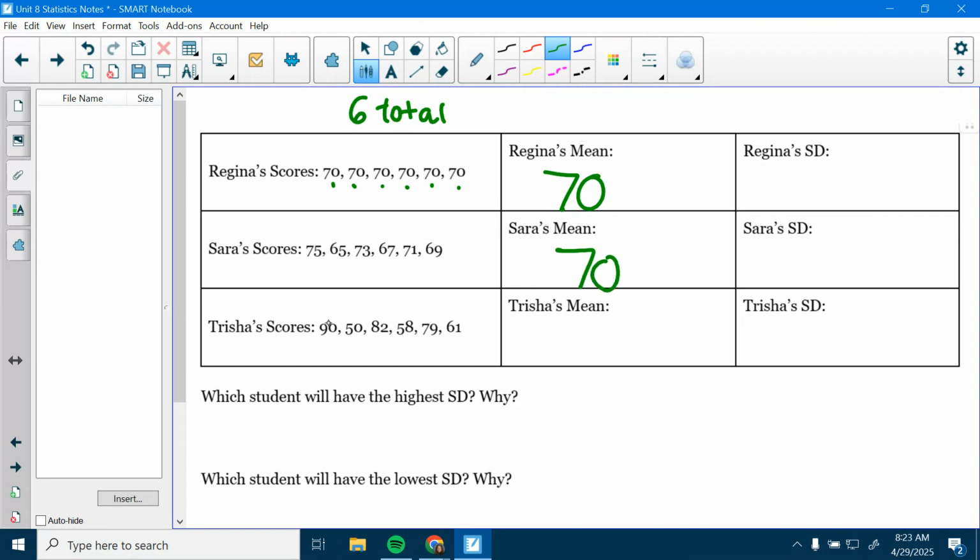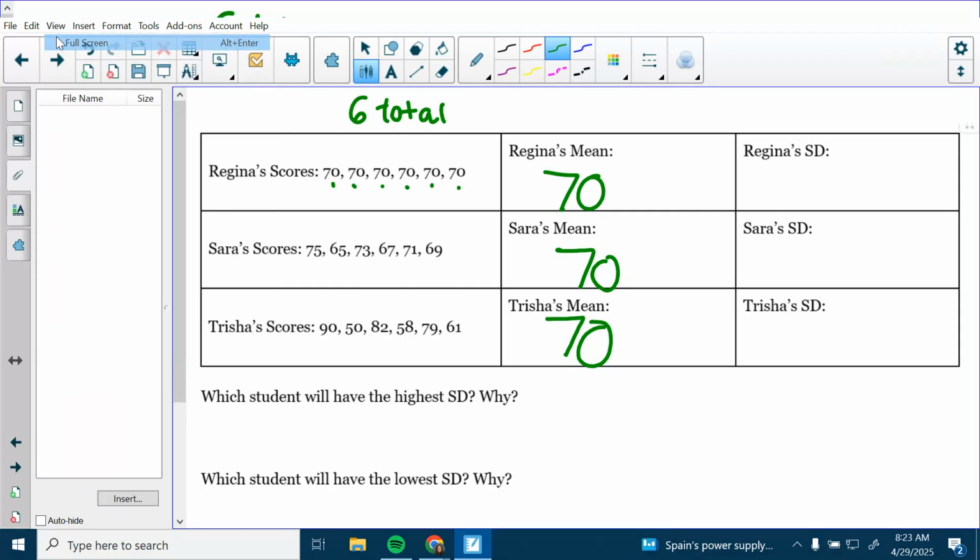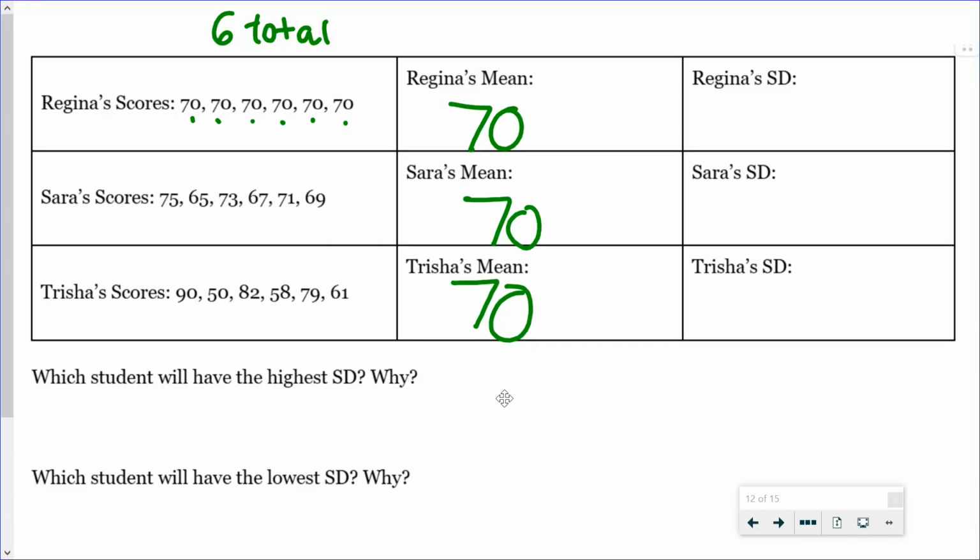And in my calculator, I'm going to take Trisha's scores, add them all up, divide by 6, and I am going to actually get 70 as well. So the mean for all of these data values is the same. It happens to be 70 for all of them. So that means that the average is 70 for all of them, even though the data is different.